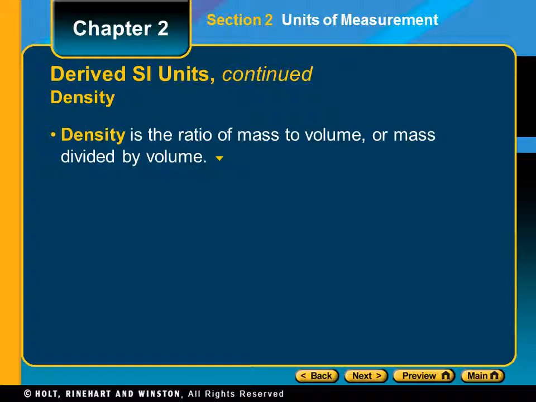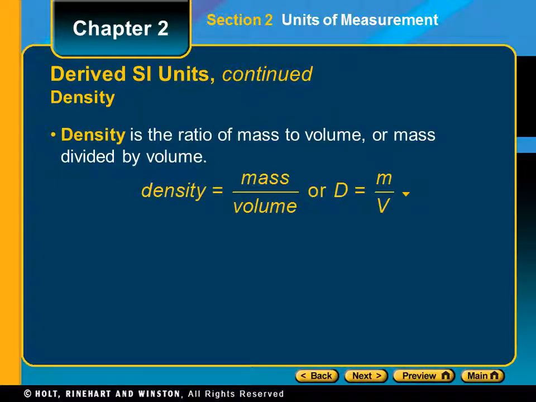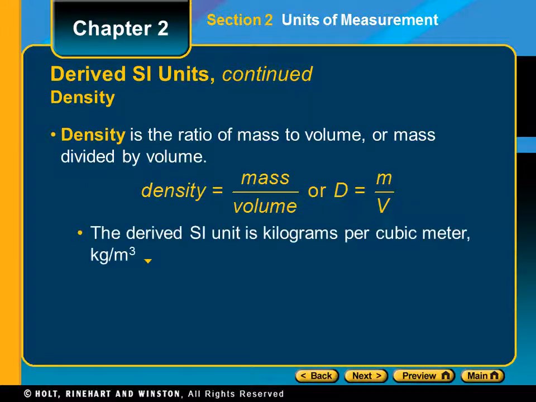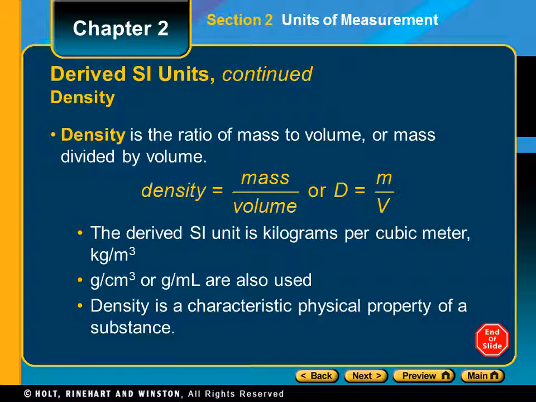Density, the ratio of mass to volume, or mass divided by volume, looks like that. There's your formula for density, D equals M over V, mass over volume. And therefore, it's going to be kilograms per cubic meter. That's going to be the derived unit. We can also use grams per cubic centimeter and grams per milliliter. And density is a characteristic physical property of a substance. What we mean by that is the density of a substance will always be the same under the same context or circumstances. We can actually identify unknown substances by figuring out their density.